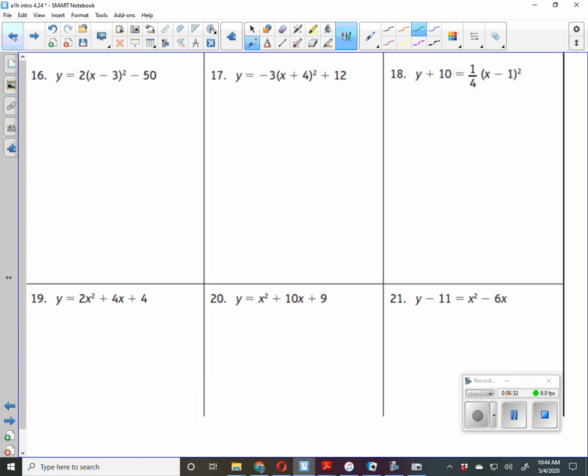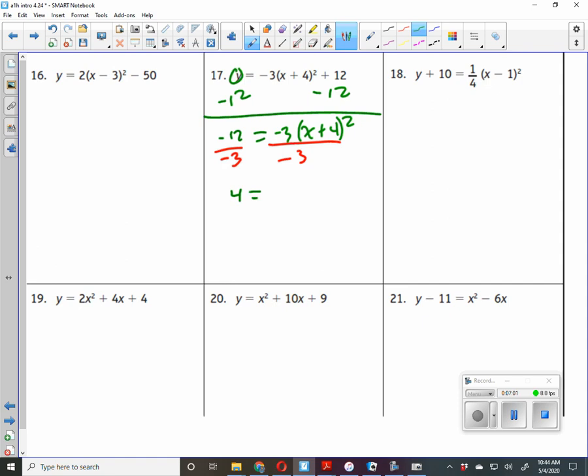Take a quick look at 19. This one's going to be, maybe I probably ought to do 17 first. So if I do 17 and y goes to 0, we're going to subtract 12, and we get negative 12 equals negative 3x plus 4 squared. We're going to have to divide by that negative 3, and we're going to get 4 is equal to x plus 4 squared.